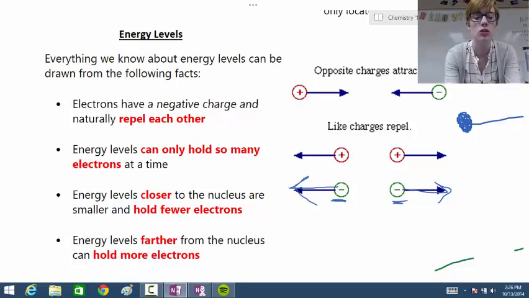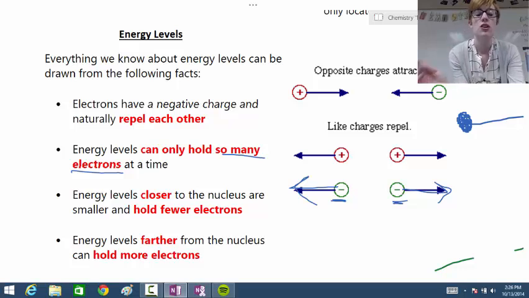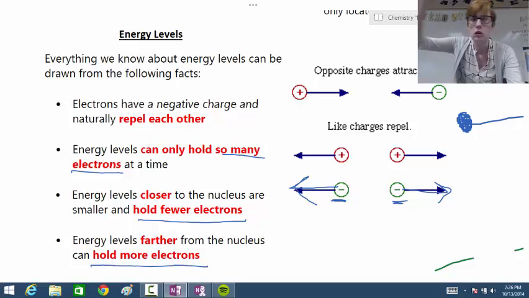Point two: energy levels can only hold so many electrons at a time, okay? And I'll walk you through exactly how many electrons each energy level can hold. But essentially, when an energy level gets filled up, it's not going to keep adding electrons. Those electrons are then pushed to the next energy level, because you can only house so many at a time since they don't like to be near each other. The other thing is that energy levels closer to the nucleus take up less space, so they can't hold as many electrons as energy levels that are farther away from the nucleus.